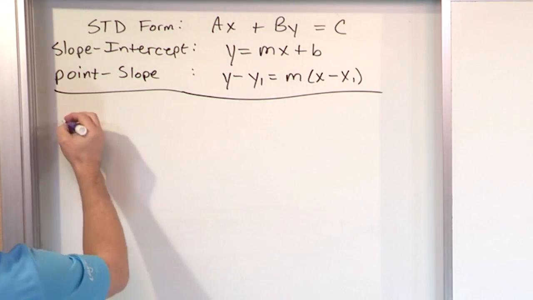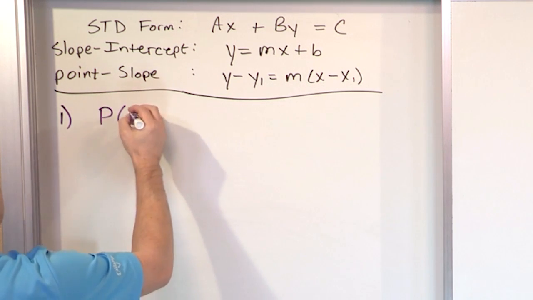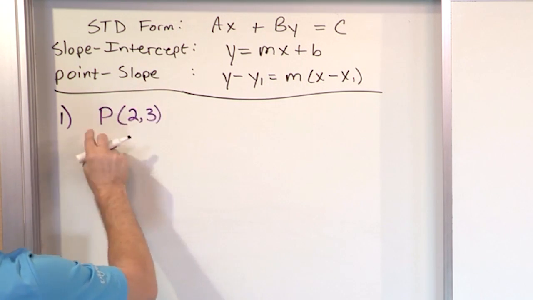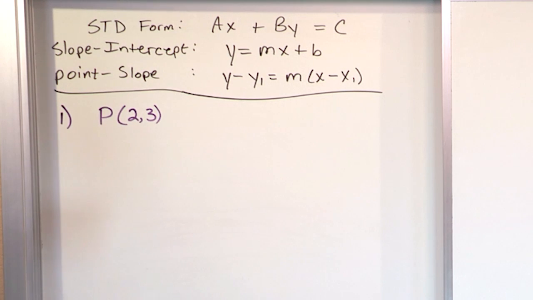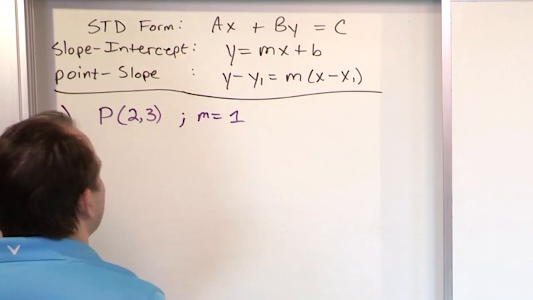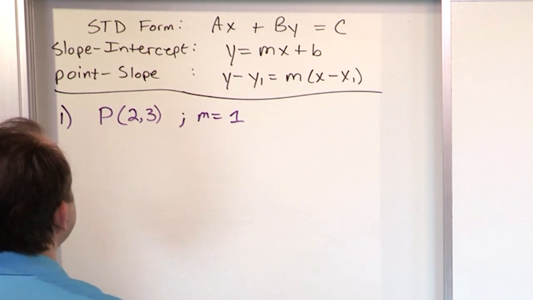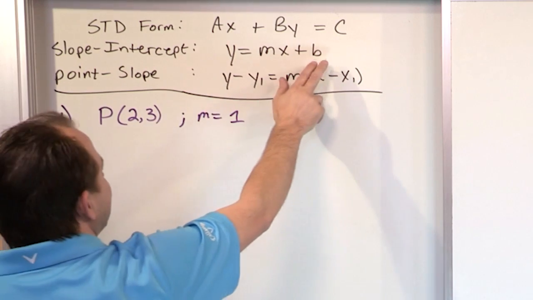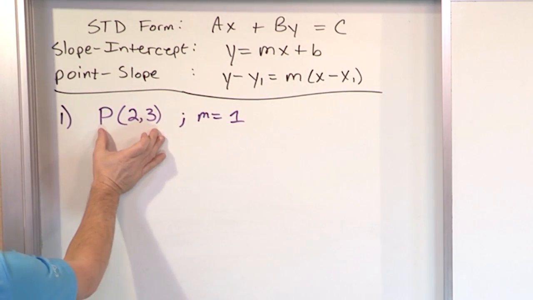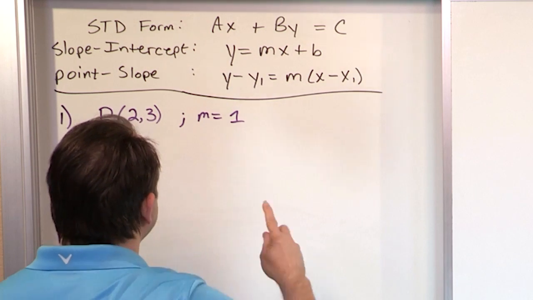So the first problem is, if I tell you that this line goes through the point 2, 3, that's what this capital P means. It means the line goes through this point. And it also has the slope of m equals 1. Write me an equation of the line. So you have to decide what to use, right? Well, you can't use slope-intercept because I don't know the y-intercept. I've just given a point that the line goes through and its slope. So I'm going to have to use the point-slope form.